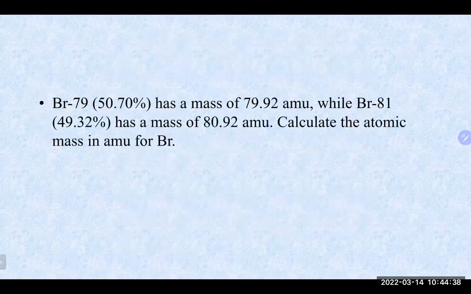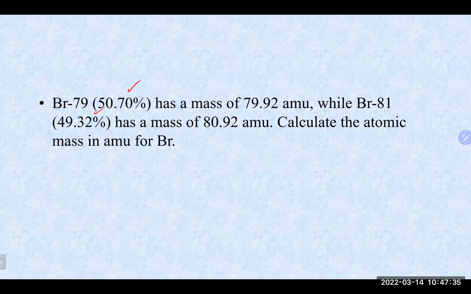So why don't you try one here? Bromine 79 occurs 50.70% of the time and has a mass of 79.92. Bromine 81, 49.32%, has a mass of 80.92. What is the atomic mass in AMU for bromine? So first thing you would want to do is just to make sure we do add up to about 100. In this case, we're a little bit over 100, which is okay.